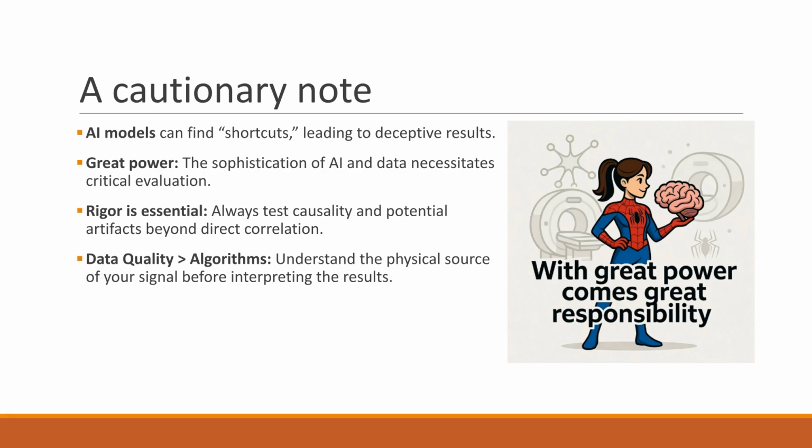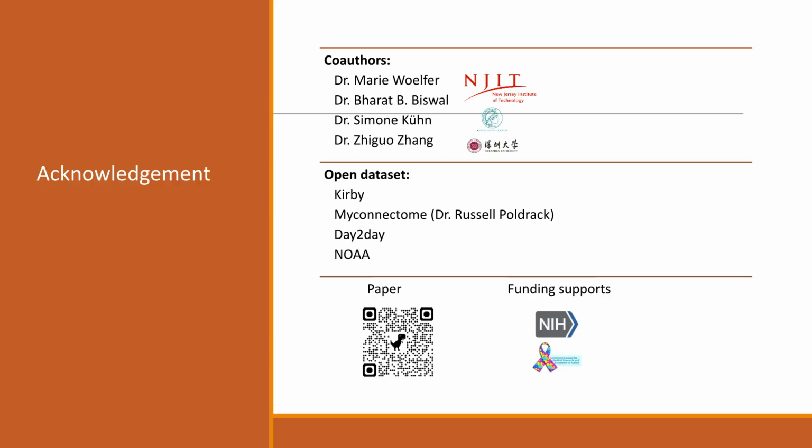As the quote goes, "With great power comes great responsibility." Machine learning is an incredibly powerful tool in neuroscience, but it is fundamentally a pattern-matching algorithm. It doesn't understand biology. If there is a hidden artifact in your data, the AI will find it and exploit it. We must thoroughly validate our models and always check careful control conditions before drawing biological conclusions.